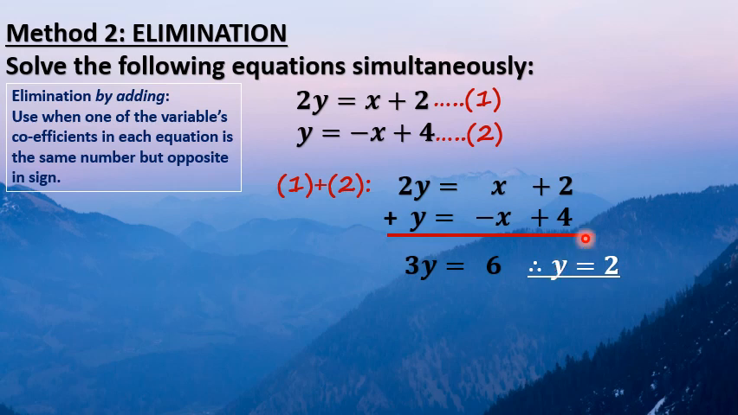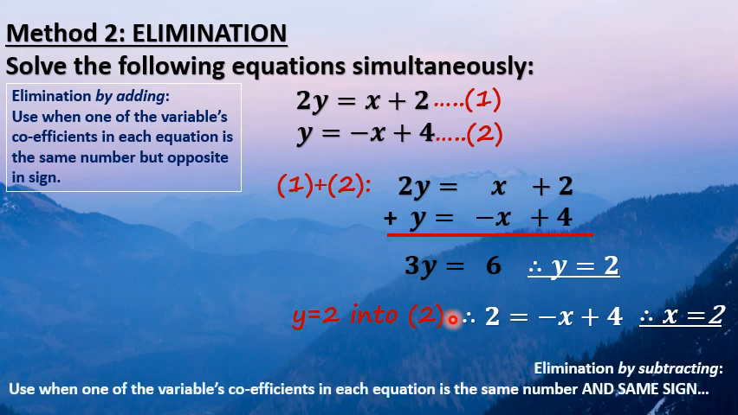Now, this method got rid of the x, so don't forget, you still need to take this value of y and substitute it back into one of these equations. I'm going to sub it back into equation number 2, and then you can solve for x. So I'm substituting y equals 2 into equation 2. Instead of writing down y, I'm writing down what y is equal to, which is the number 2. 2 equals negative x plus 4. Solve for x, and you get x equals 2. So once again, we've found that the point of intersection of these 2 straight lines is (2, 2), but we've done it in a different manner.